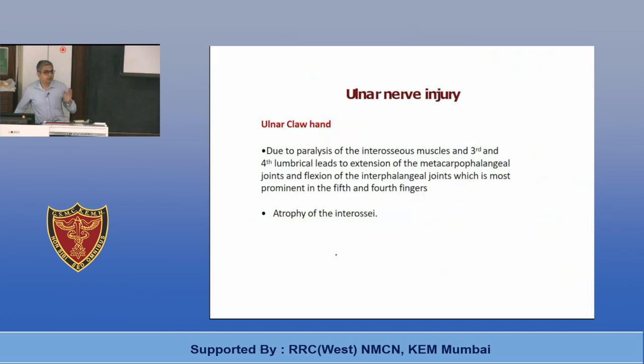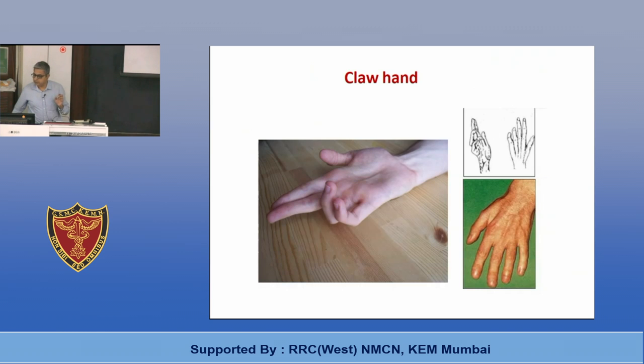So it leads to paralysis of the intrinsic muscles, ulnar claw hand. Okay, the medial half of the fingers develop the ulnar claw hand. Medial claw hand or ulnar claw hand means your fingers stay straight, the person will be like this way. This is the ulnar claw hand. This is because the intrinsic muscles of the hand and the other muscles are paralyzed. So ulnar claw hand. This is a picture of ulnar claw hand.